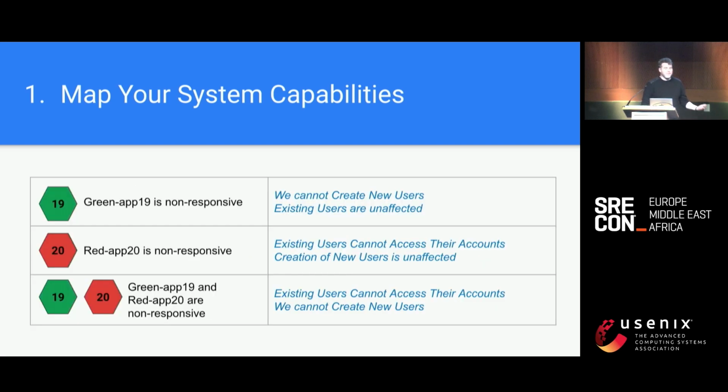So what that means in practice is that if green app 19 is non-responsive, that puts us in a position where we're able to say something a bit more meaningful to the wider organization, like we cannot create new users, but existing users are unaffected. Or if red app 20 is non-responsive, we can say, hey, existing users cannot access their accounts, but the creation of new users is unaffected. Or maybe it's both, and we say, hey, it's extra bad. We can neither create new users, nor can existing users access their accounts.